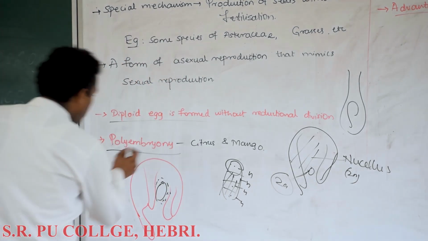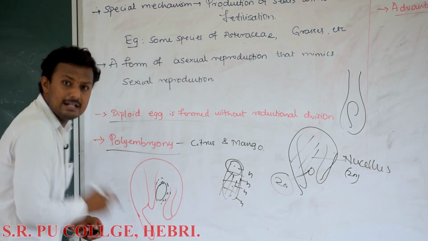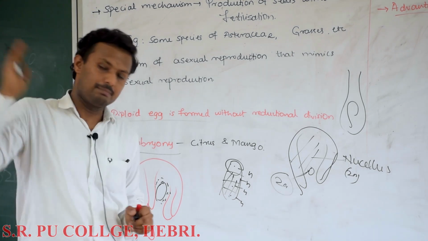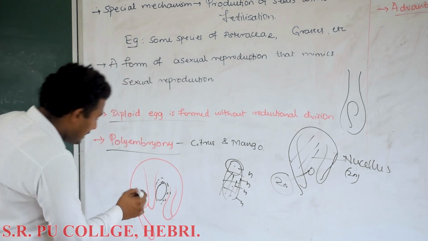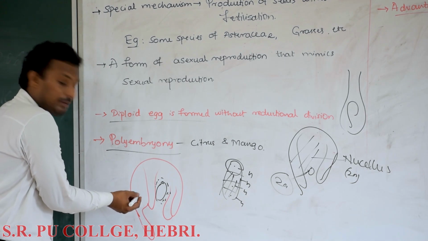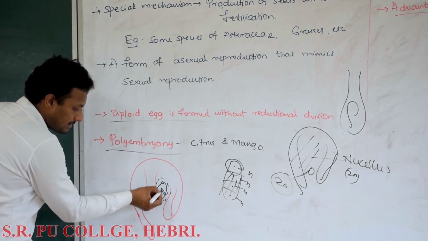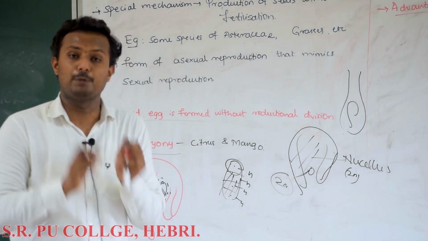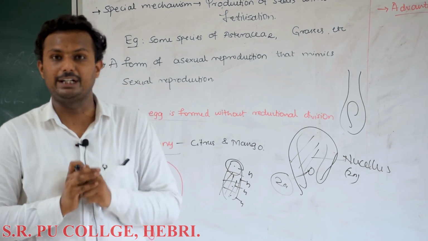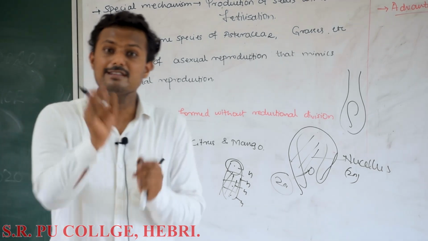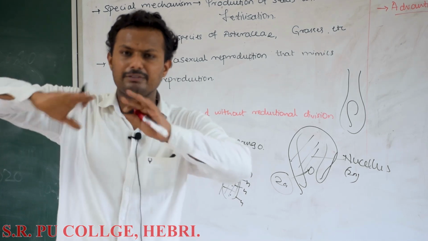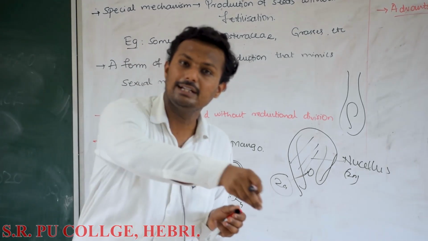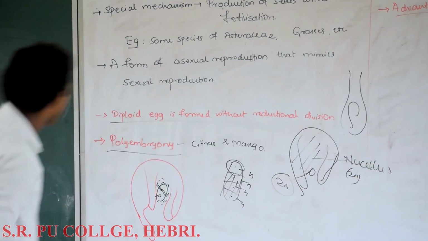So in this case, what happens in polyembryony? These cells start dividing uncontrollably, and they not only divide uncontrollably, but they start producing protuberances, protruding into the female gametophyte or the embryo sac. See, these diploid cells of the nucellus, because of their continuous, uncontrolled cell division, enter into the female gametophyte or the embryo sac. Now what will happen?